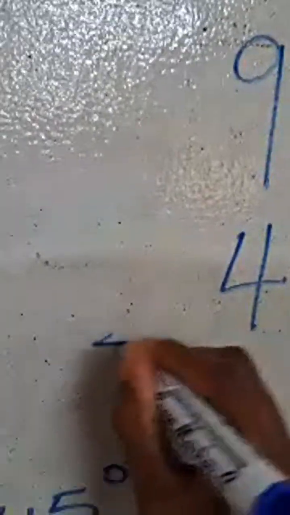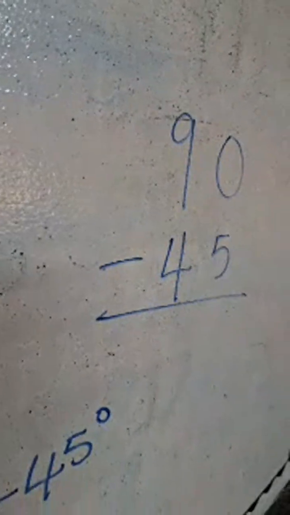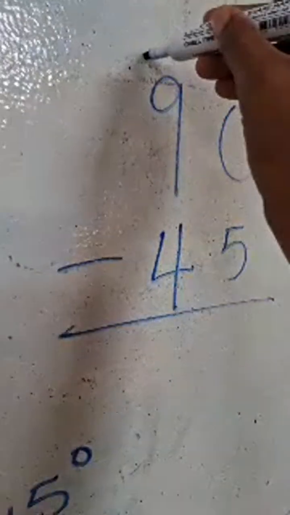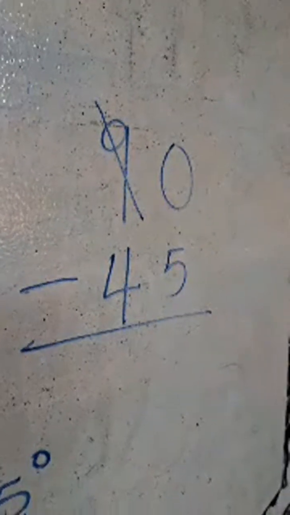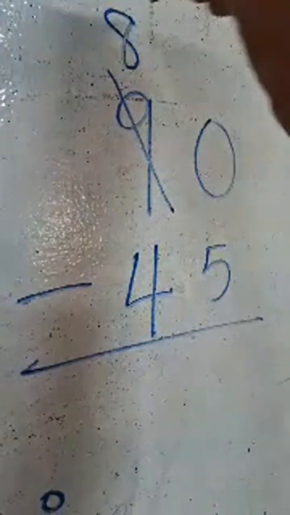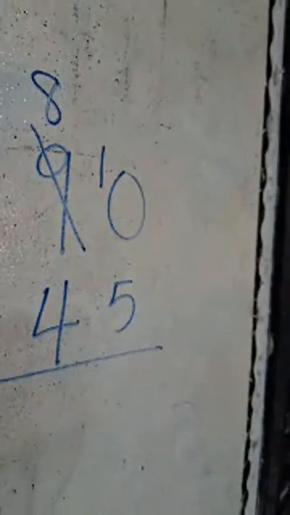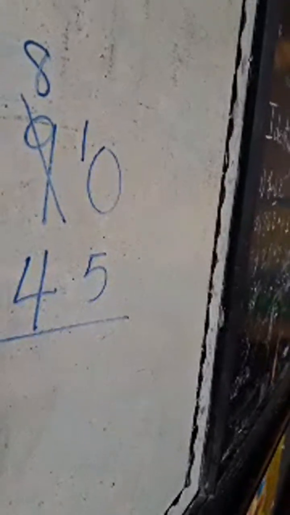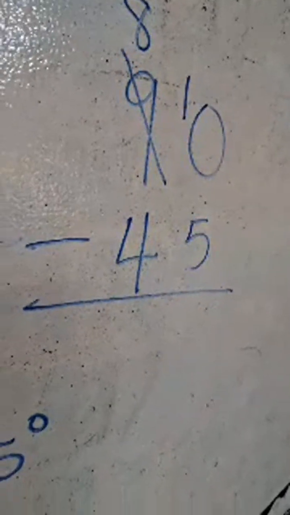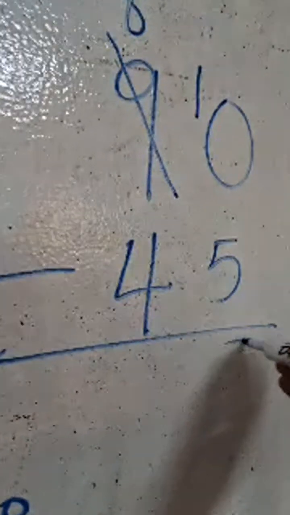Now, can we take 5 things from 0 things? No. So we have to take a group of 10 from this 10, and we have 9 groups of 10s. So we are going to take 1 and we are left with 8. Now we're going to add that group of 10 to that 0, and 0 plus 10 gives us the same 10. Next we take away 5 from the 10 that we have. How much are we going to have left? 5. We are going to have 5 left.